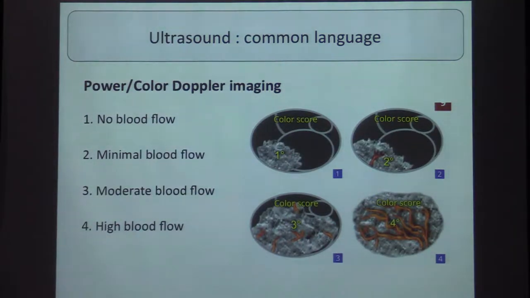Then we have to describe the vascular features, recorded as below: no blood flow, minimal blood flow, moderate blood flow, or high blood flow. Be careful when you have no blood flow. It doesn't mean that the tumor is not vascularized, because the signal can be negative when the tumor is poorly vascularized.